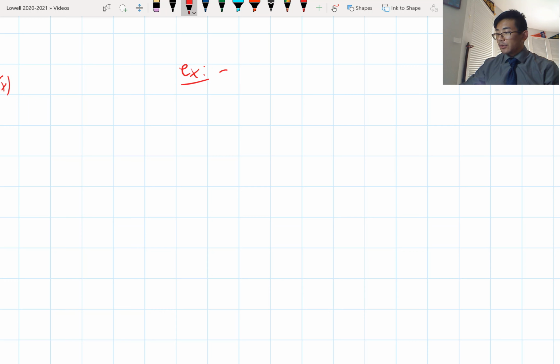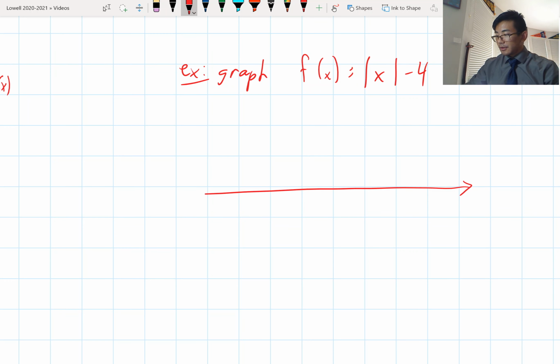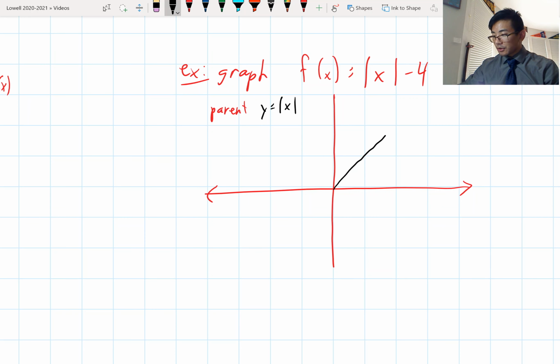So for example, if I wanted to graph, I'll slide over here, let's say f of x equals absolute value of x minus 4, pretend. That's not too bad. I'll start off with my parent function here. So I'll draw the parent here in black again. Y equals absolute value of x. And we know that looks something like this, like a V shape with a slope of 1 or negative 1 on the left side.